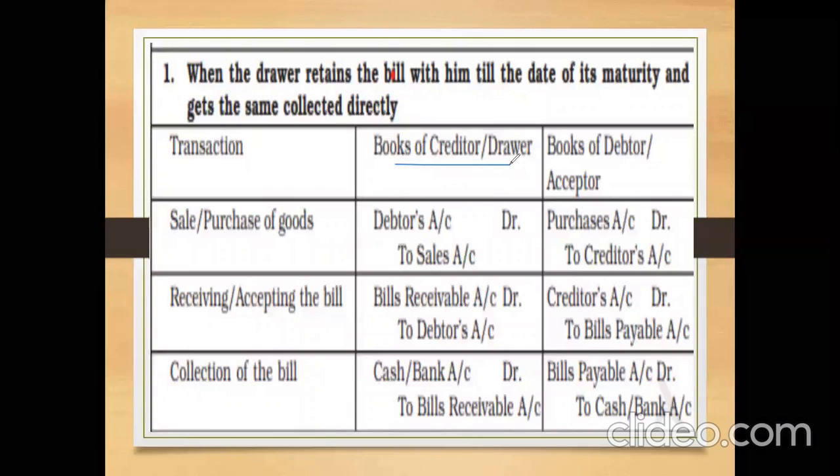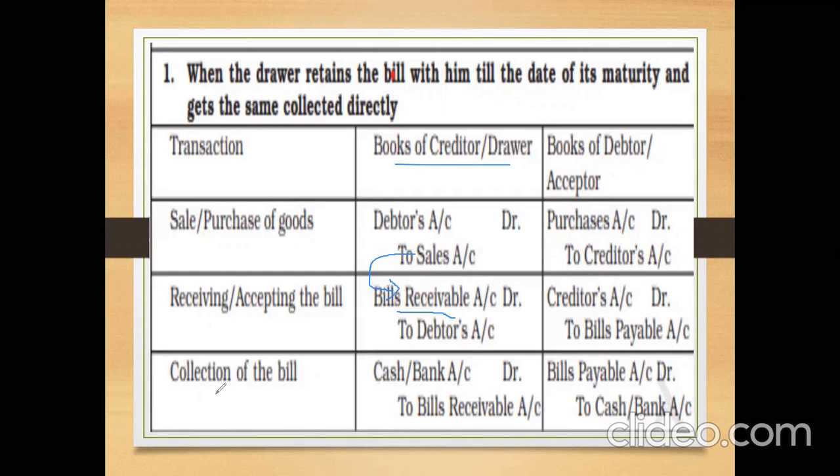When there is a sale of goods, the debtor's account is debited to sales account, as it is a credit transaction. Next, instead of money, the drawer is receiving a bill of exchange. So for the drawer, that is bills receivable, because he has made sales. Instead of money, he is receiving bills. So bills receivable account is debited to debtor.